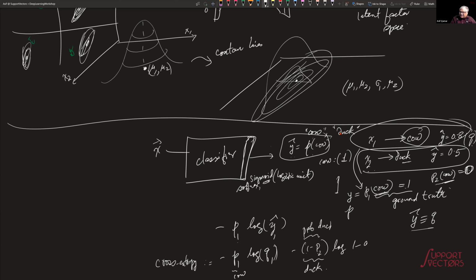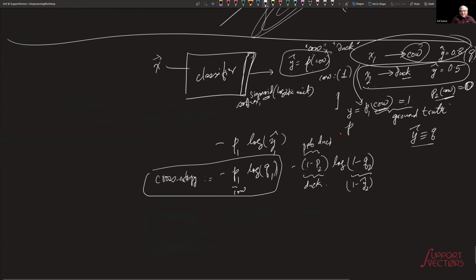1 minus Q2, right? Which is essentially the same as 1 minus y hat 2. So at this moment, ignore the second term and just look at the first term. What is it telling you? This number, cross entropy, what do you really want it to be? You want it to have the smallest possible value, right?